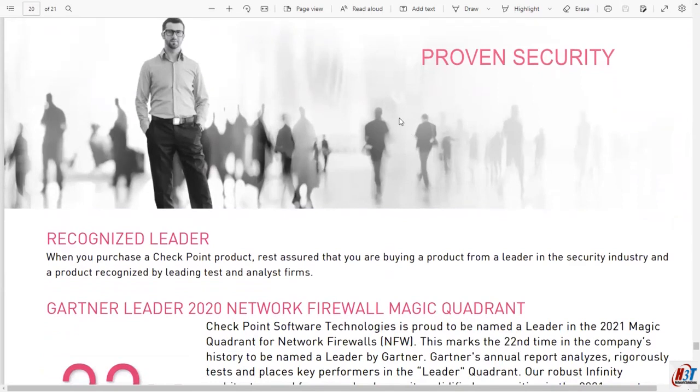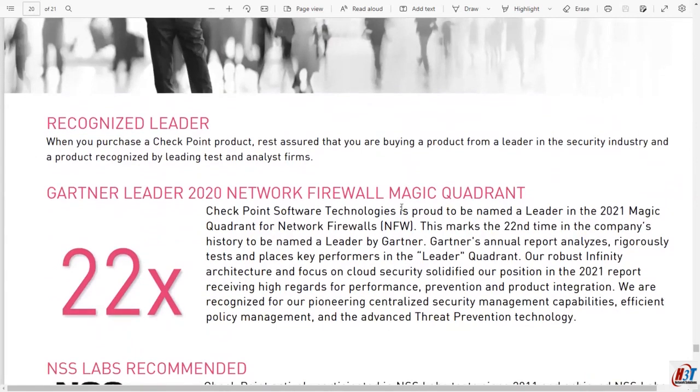Now Checkpoint has a proven security record, and that is shown in the Gartner Leader 2020 Network Firewall Management Quadrant. And also in 2021, they were named as the leader in the network firewalls. And this is the 22nd time in the company history that it has been named as a leader by Gartner. So that tells a lot about Checkpoint, right? So this is one of the major firewall providers or vendors that are leading the market. So that was all on the appliance side and the product line of Checkpoint.